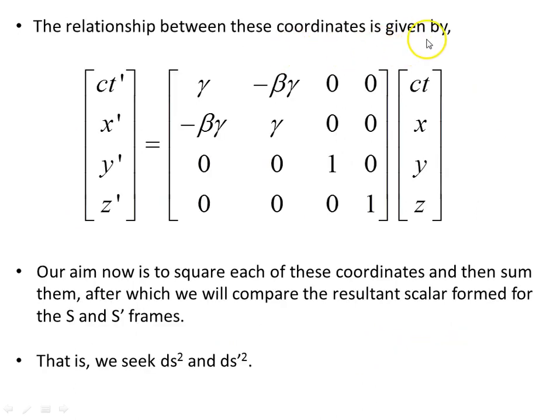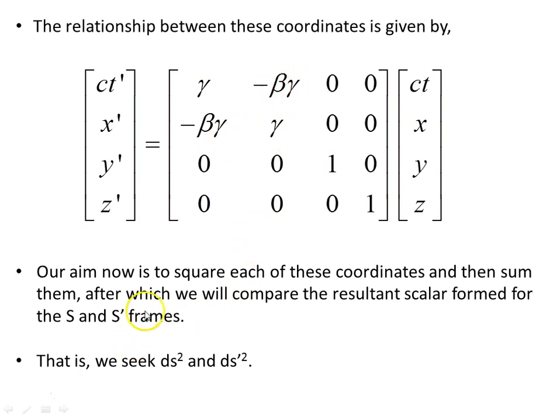The relationship between these coordinates for a standard configuration is that ct dash, x dash, y dash, z dash will be this transformation matrix times ct, x, y, z. That's how we take the coordinates in the S frame, ct, x, y, z, and transform them to the primed coordinates in the S prime frame. We use this transformation matrix, which involves the Lorentz factor gamma.